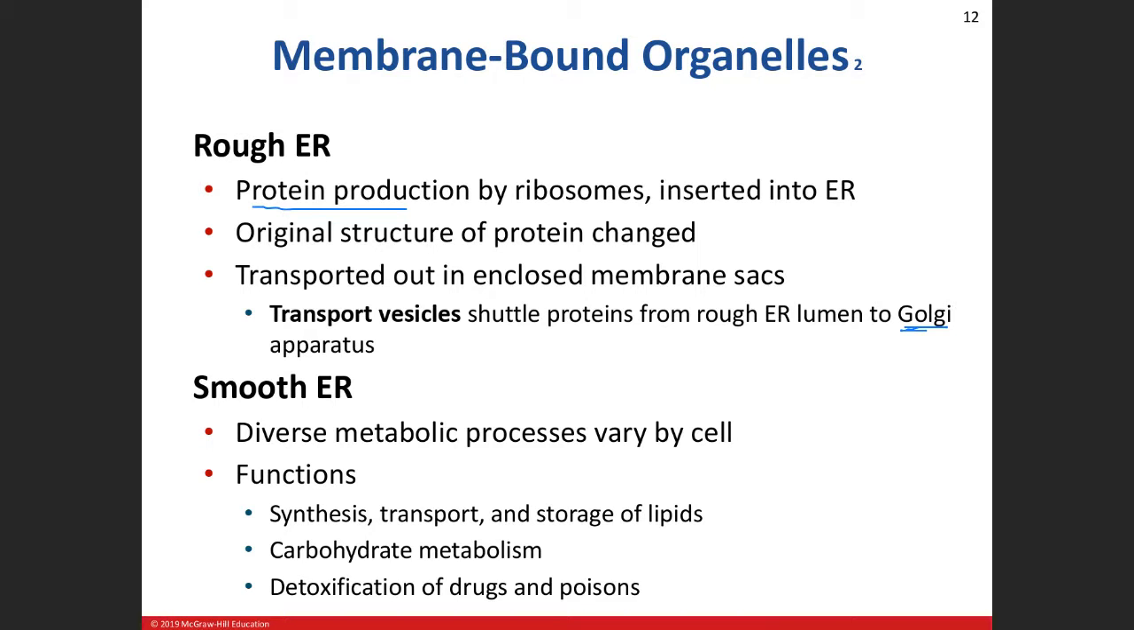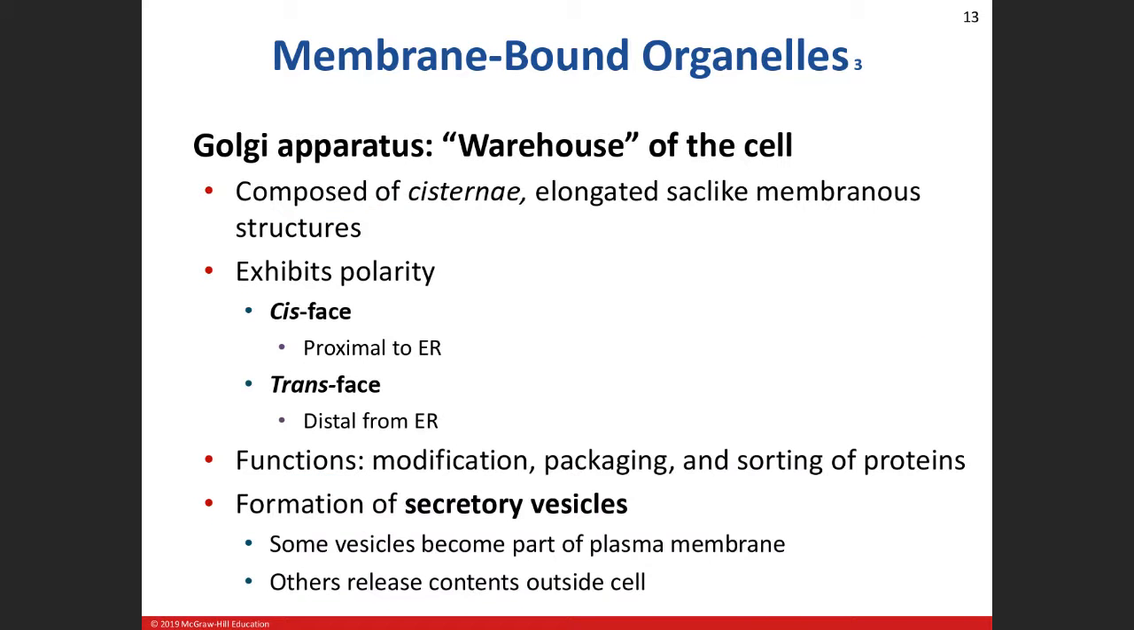Again, we already talked about the smooth endoplasmic reticulum, but you can see all the different functions here that I mentioned previously on the last slide that the smooth endoplasmic reticulum has a role in. A really cool organelle here is the Golgi apparatus, also known as the warehouse of the cell. It's basically a bunch of flattened sac-like structures that are stacked on top of one another.